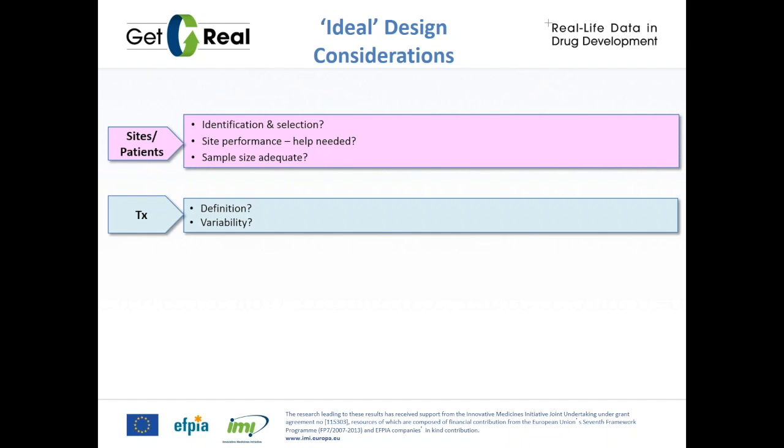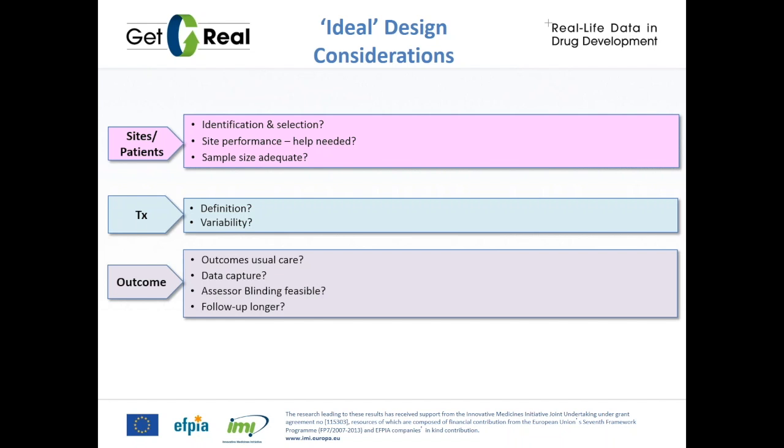In terms of treatment, what is the definition of treatment? Are you aiming at the standard of care, so that's what is actually recommended in guidelines, or are you looking at routine usual care? Is that what is really happening as part of usual care? What about the variability? There are lots of differences in usual care in different countries and regions. In terms of outcomes, can the data be captured that will answer the research questions? Are these outcomes part of usual care?